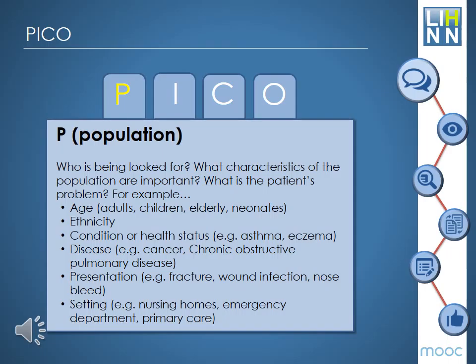So if we start with the population, the types of things we're looking for here to prompt the user are who is being looked at, what characteristics of the population are important, what is the patient's problem, for example. Things to consider are age, so are we considering adults or children? Is ethnicity important? What about the condition or health status of the patient? For example, do they have a specific condition such as eczema or asthma? Do they have specific diseases, maybe cancer or COPD, for example? Or are they actually presenting with a particular injury that could be a fracture or wound infection?